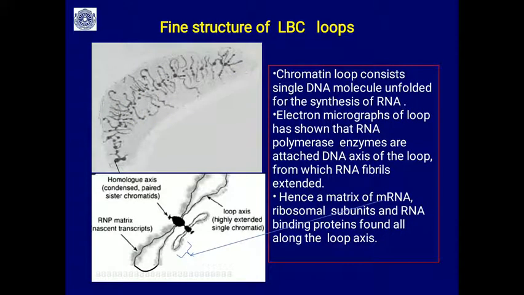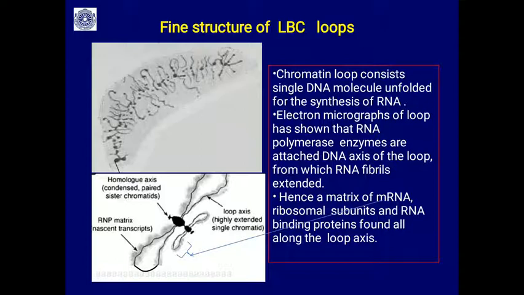What is the fine structure of these lampbrush chromosome loops? These chromatin loops consist of a single DNA molecule unfolded for the synthesis of RNA. So these loops represent transcriptionally active regions. You can see the single chromatin, or single DNA, and they are transcriptionally very active.